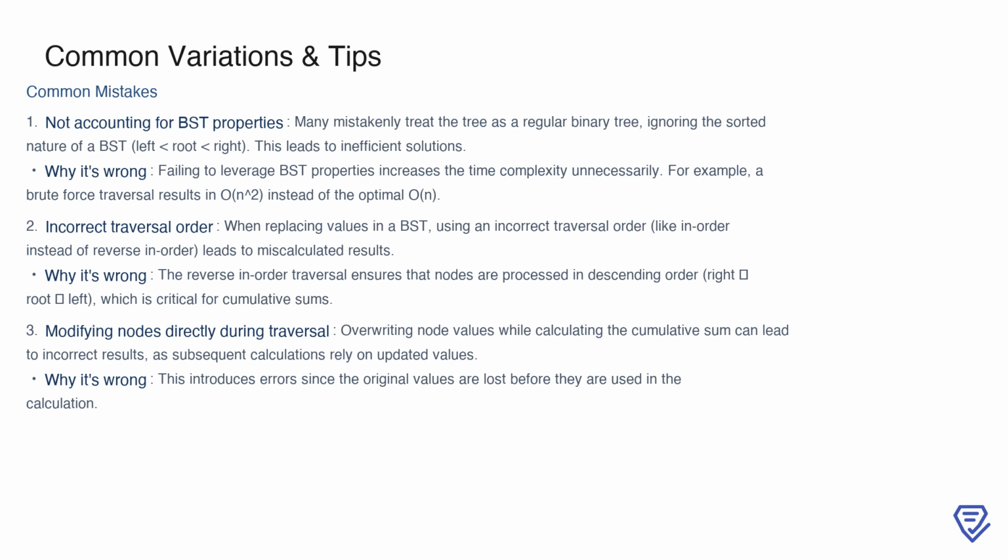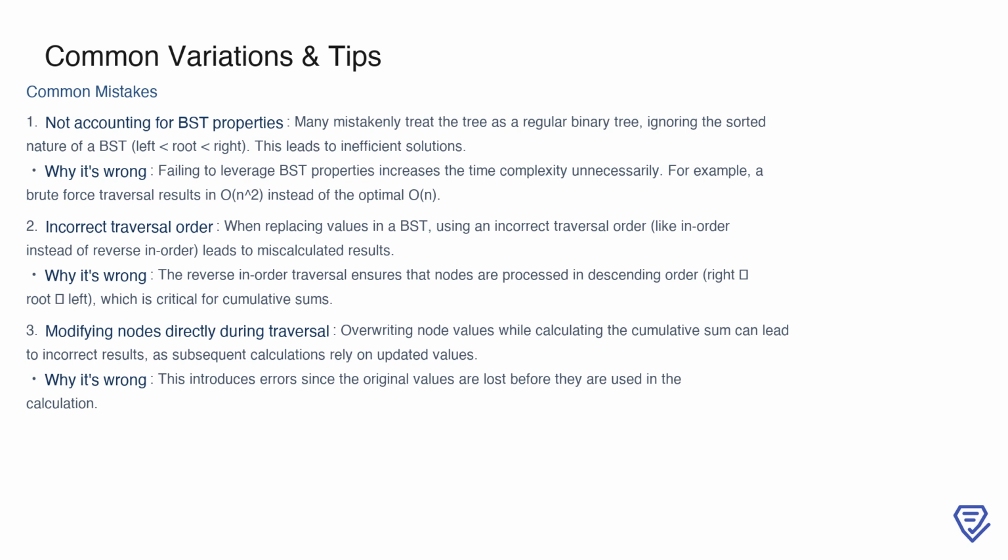For instance, a brute force approach might involve recalculating sums multiple times, leading to an unnecessary time complexity of O(n squared), whereas using the BST properties allows us to achieve an optimal O(n) solution. Another issue arises with incorrect traversal order. To transform a BST into a greater sum tree, we must process nodes in descending order, which is achieved with a reverse in-order traversal going from the right subtree to the root, and then to the left subtree. If you mistakenly use in-order traversal, the cumulative sums will be calculated incorrectly.